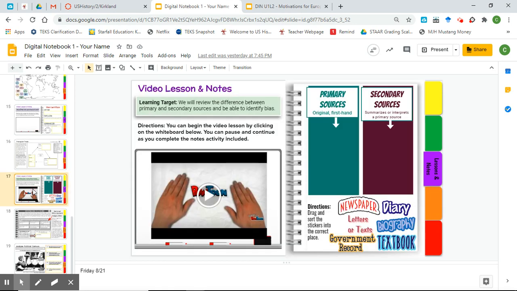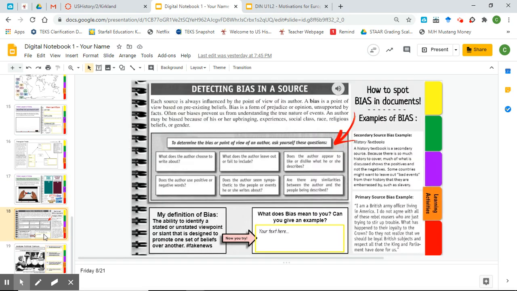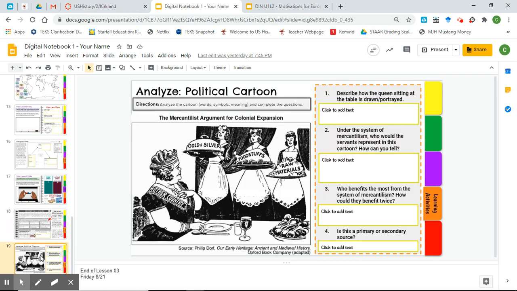The next things that you're going to do is a quick review video lesson and a review on primary and secondary sources, and you'll drag our stickers here and sort them into these 2 categories. And then we have a quick lesson on bias and how to detect bias in a source. And again, your audio buttons here, it should read the whole page to you. Get a good working understanding of what bias is. And the very last thing you'll do in your notebook will be our political cartoon on mercantilism. So you'll combine the knowledge that you've learned in our lesson and the skills of analyzing primary, secondary sources and identifying bias, and you'll apply it to this political cartoon.